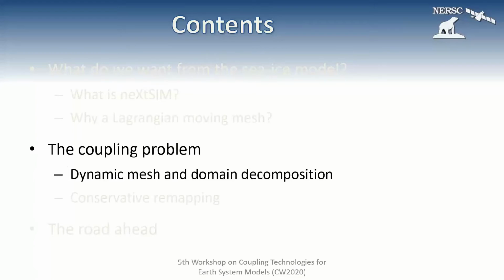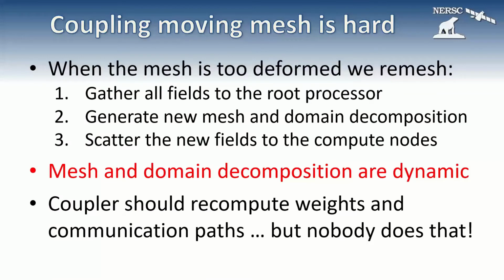But it comes with a cost. There's a numerical cost, and then there is a cost when you want to couple something. Coupling a moving mesh to a fixed grid is hard, or coupling a moving mesh to anything, in fact, is hard. So that you understand the problem we're facing, I'll tell you what happens when we remesh. The mesh itself is moving, and at some point one or more triangles will be too deformed, and you have to recreate the mesh.